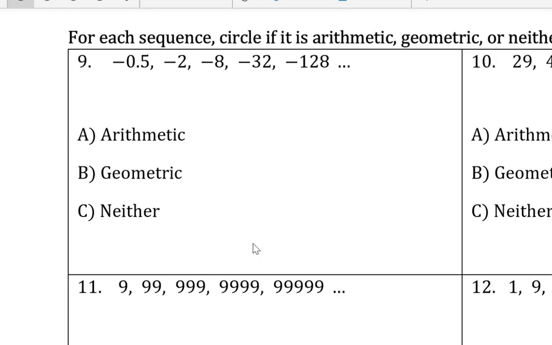So if I take the second term divided by the first term, I'll get positive 4. And if I divide these two terms here, that'll give me positive 4 and positive 4. And again, if we keep on dividing, we'll keep seeing that nice common ratio, positive 4. So that means we have a geometric sequence.